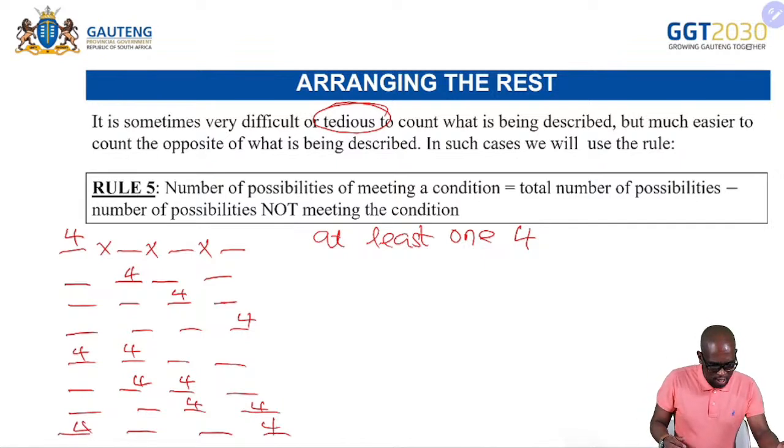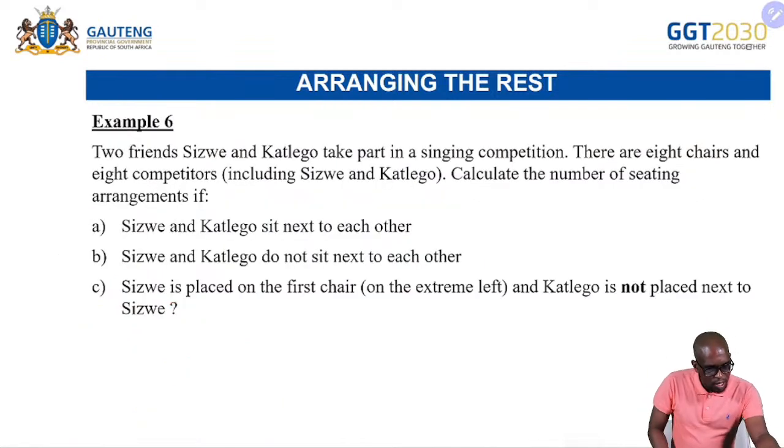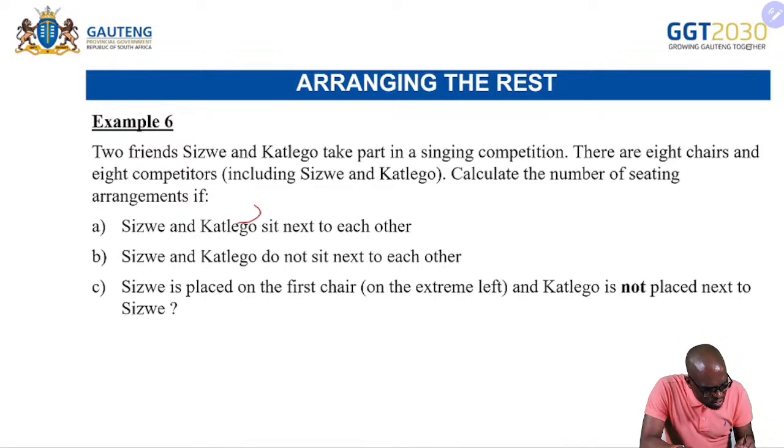Right, let's look at an example. 2 friends, Sizwe and Katleho, take part in a singing competition. There are 8 chairs and 8 competitors, including Sizwe and Katleho. Calculate the number of seating arrangements if Sizwe and Katleho sit next to each other. Obviously, we've worked with this before, so I'll be very quick with it.